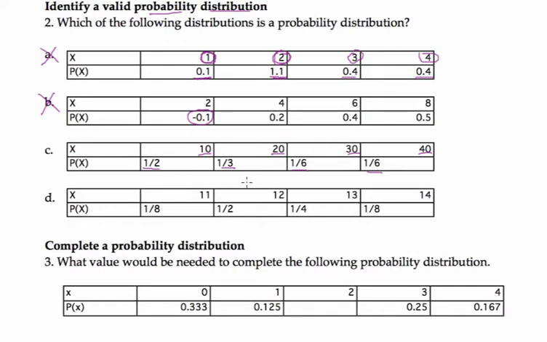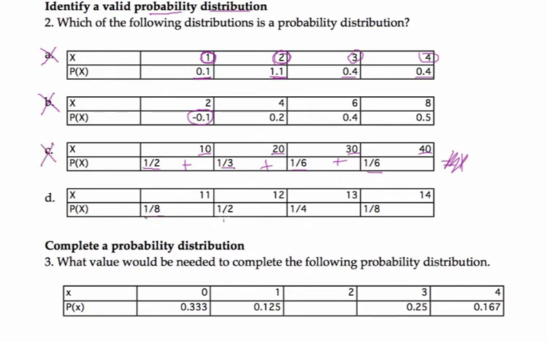The other thing about a probability distribution is that all your probabilities have to add up to be 1. So when you add all these, you have to get 1 for it to be a valid probability distribution, because all the things that could happen should add up to 100% of the time. In this case, it isn't. If you add those together, you get 1 and 1/6. So that's not a valid probability distribution.